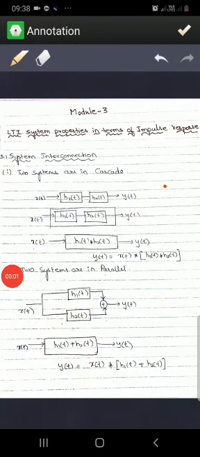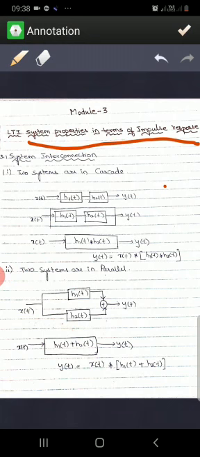Today let us start with module 3, LTI system properties in terms of impulse response. In that, the first topic is system interconnection. The first case is when two systems are connected in cascade like this.